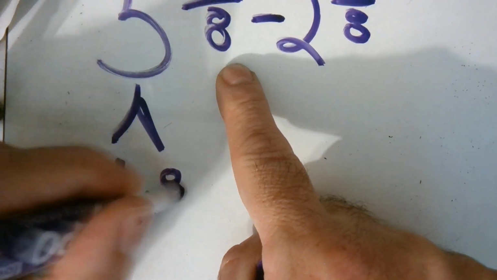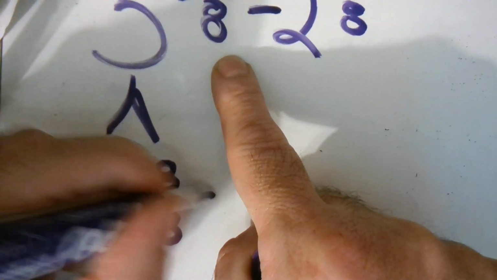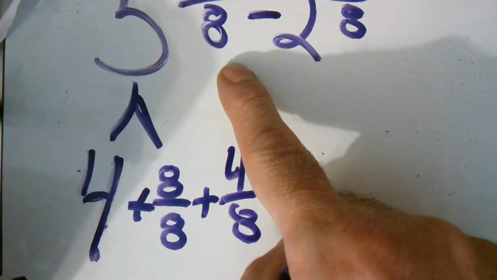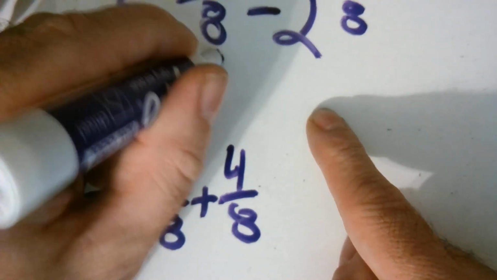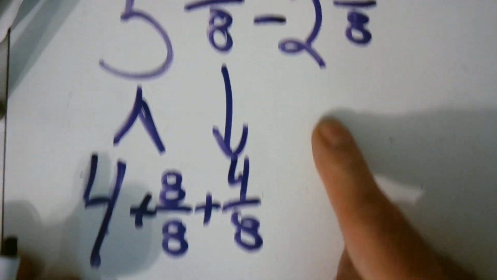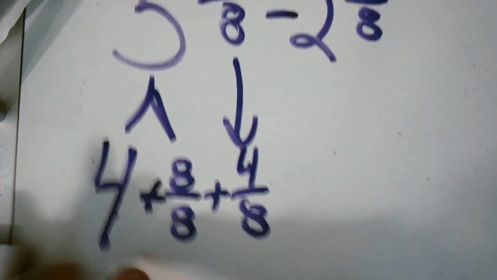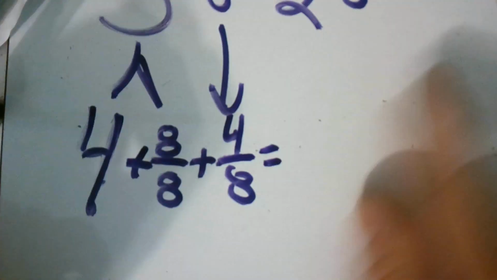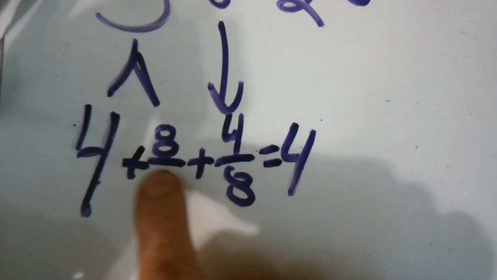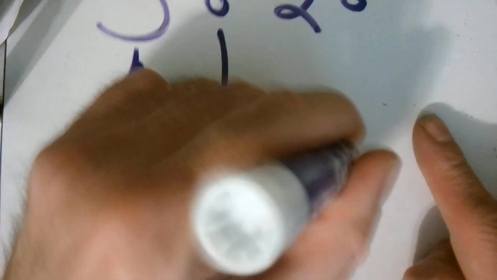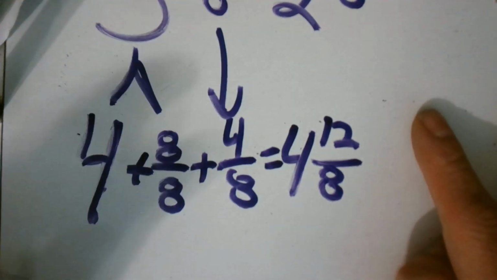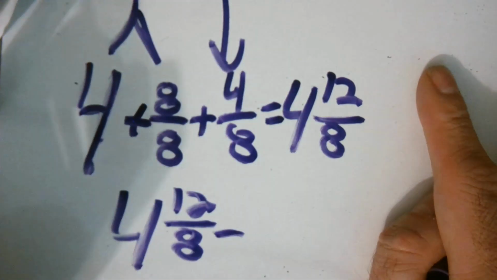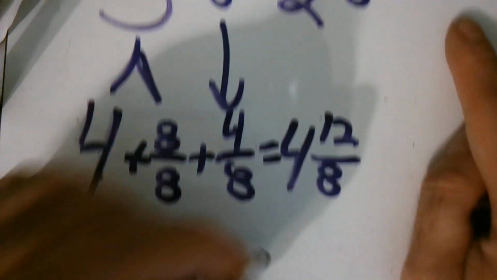8/8 plus 8/8 plus 4/8. Because that didn't change, remember. Okay, I'm not changing this, I'm changing this. Okay? This has changed here. This is not. So now I add them up. 4 plus 8 plus 4 is 12 over 8. I write that down here. 4 and 12 eighths minus 2 and 5 eighths.